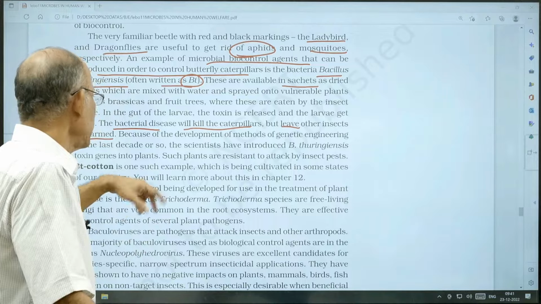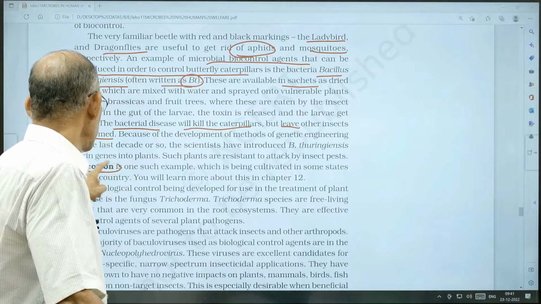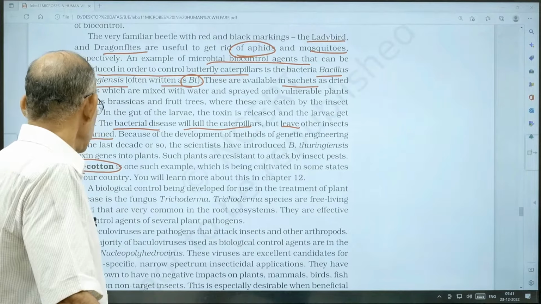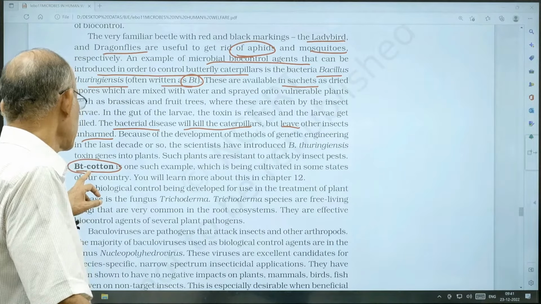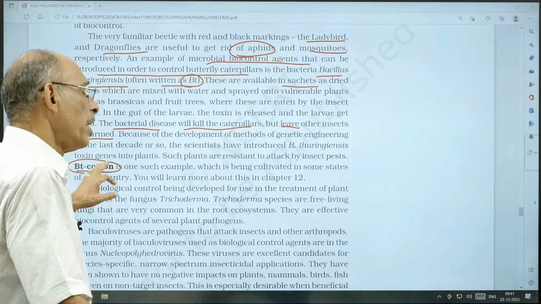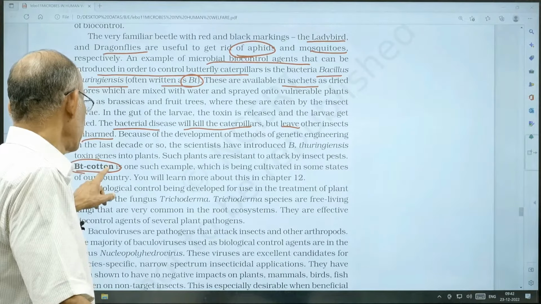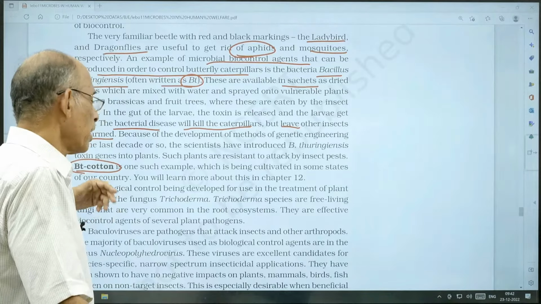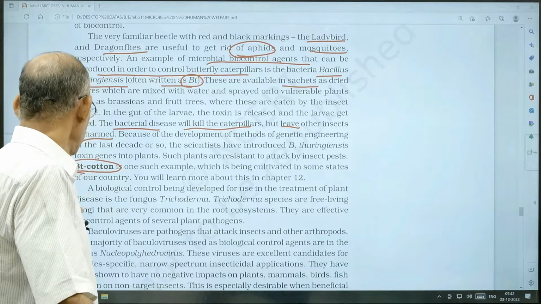Now these BT genes are transferred genetically, through genetic engineering, into cotton, and such cotton is known as BT cotton. If the larvae eat this BT cotton leaf, naturally the intestine will be broken, and these larvae will die.